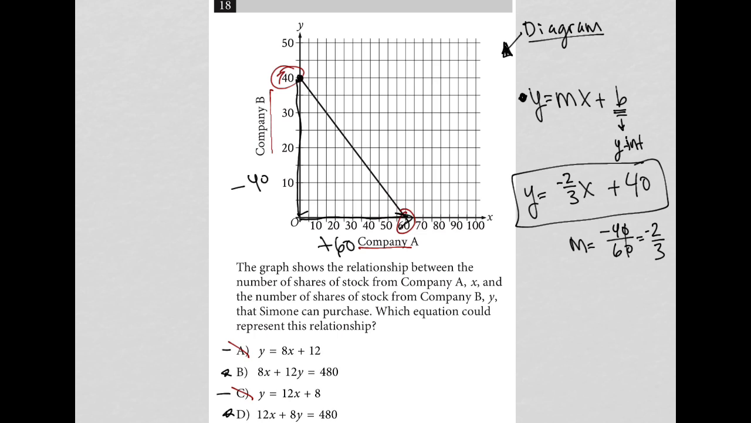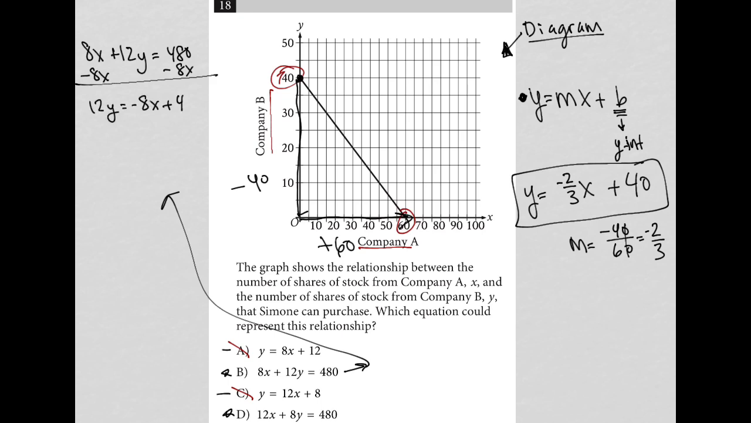Well, let's see. I have choice B. If I were to convert choice B into slope-intercept form, what would happen? So I have 8x, let me just give more space by going up here, I have 8x plus 12y equals 480. And I can subtract 8x from both sides, leaving me with 12y equals negative 8x plus 480.